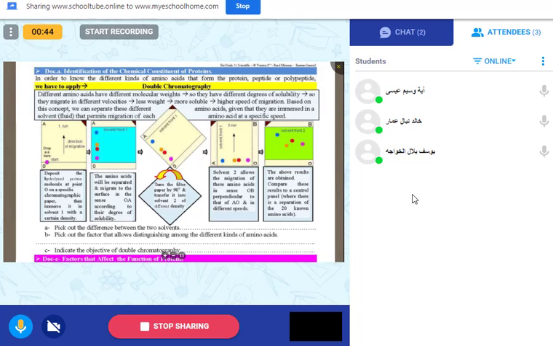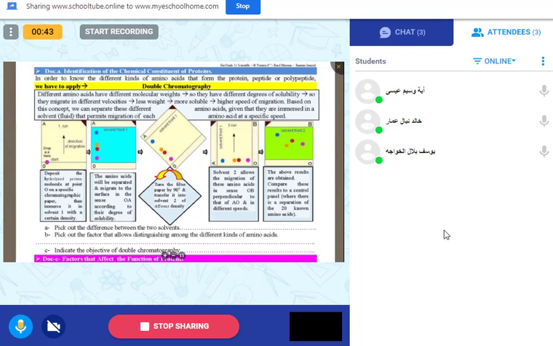Did you see chromatography before? Or anything about chromatography before? Any idea about chromatography? No. Let's see what is the chromatography that I will use to separate the amino acids.